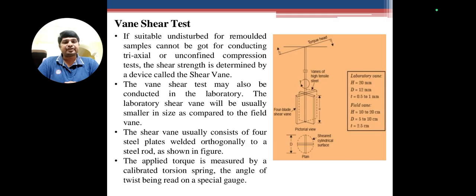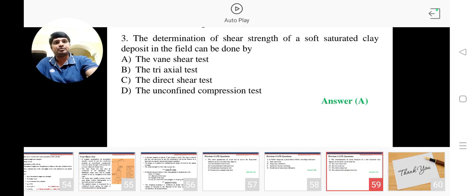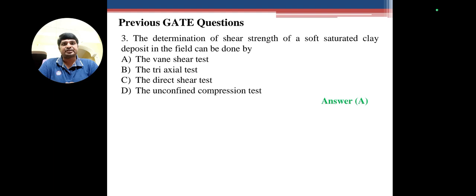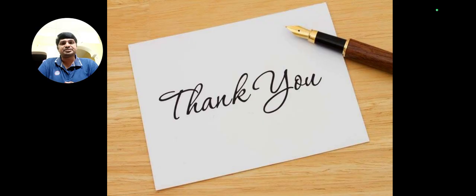Here the first point is that it is suitable for undisturbed samples, where remolded samples cannot be obtained for conducting the triaxial or unconfined compression test. The shear strength is determined by the device called the vane shear apparatus. So the determination of the shear strength of soft saturated clay deposit in the field can be done by the vane shear test. So like that we can apply the knowledge of shear strength not only for writing the semester examination, but also in the GATE point of view as well as the public sector examination point of view.